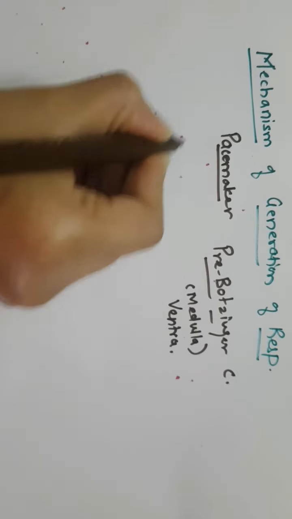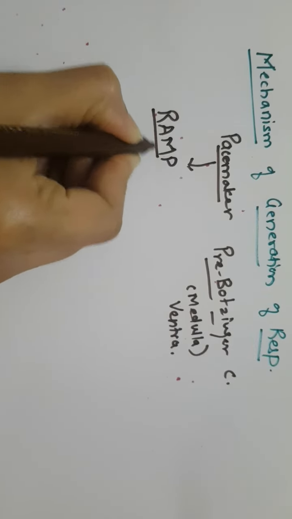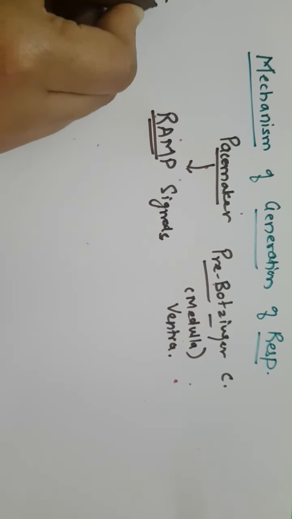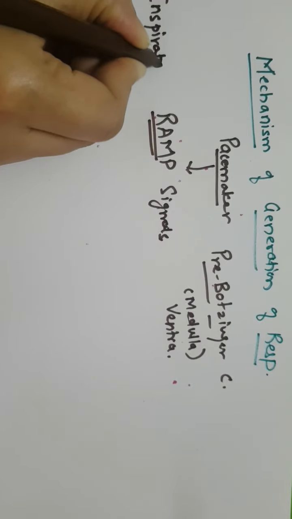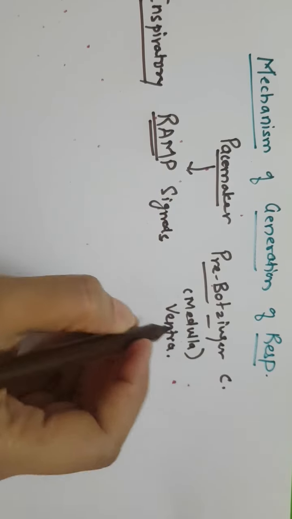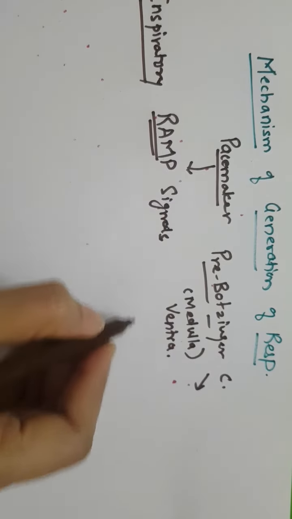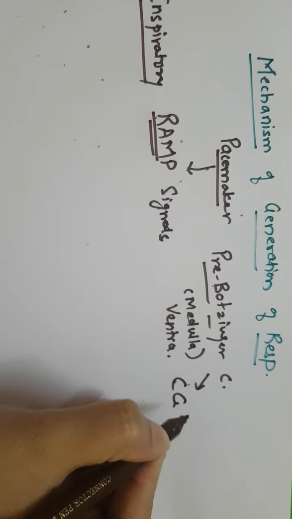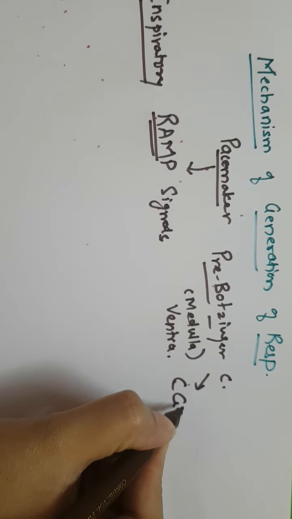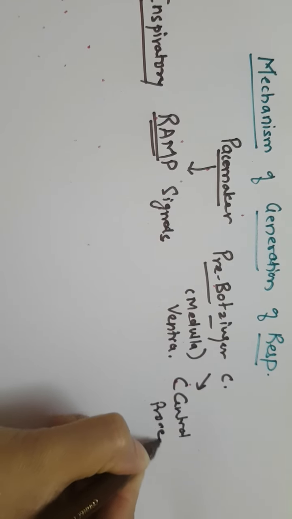This is responsible for generation of ramp signals. Now these ramp signals are called inspiratory ramp signals. So inspiratory ramp signals are generated by the pre-Bötzinger complex along with different neurons. It is also called the central pattern generator.